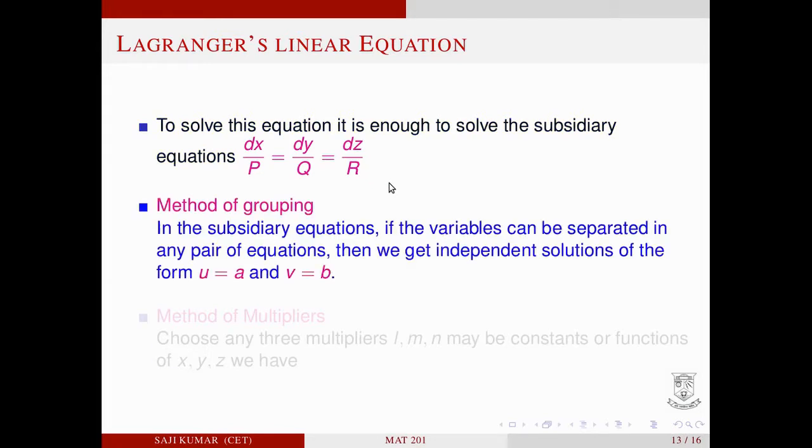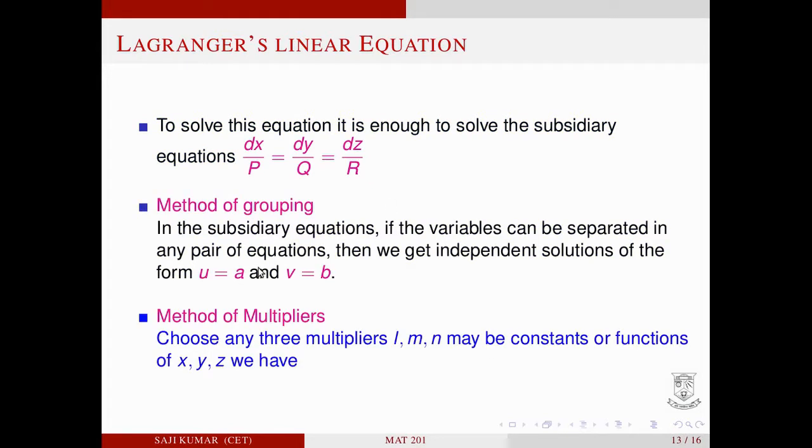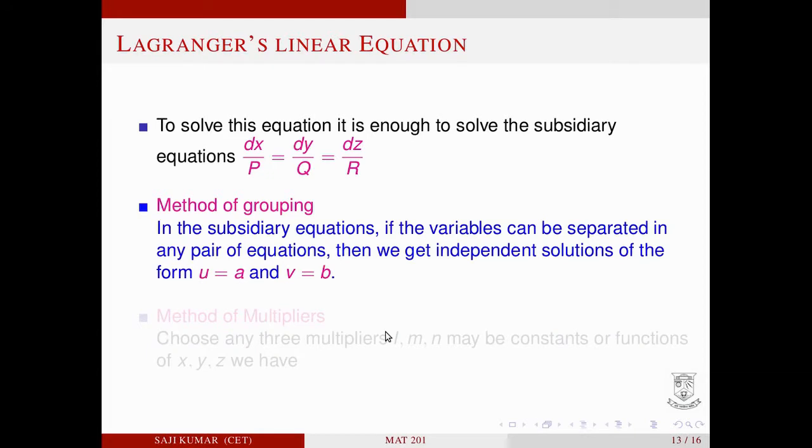Then we apply two methods for finding the independent solutions u is equal to a and v is equal to b. One method is the method of grouping and another method is the method of multipliers. See what the method of grouping is. In the subsidiary equations, if the variables can be separated in any pair of equations, then we get independent solutions of the form u is equal to a and v is equal to b. That means we can form the first solution u is equal to a by grouping dx by P is equal to dy by Q, or dy by Q is equal to dz by R, or dx by P is equal to dz by R. That means in three sets.